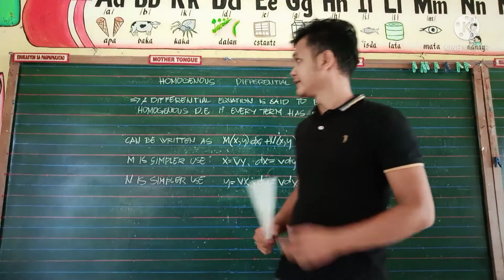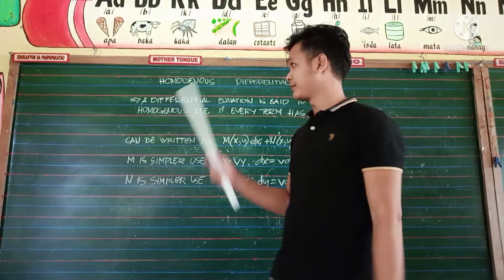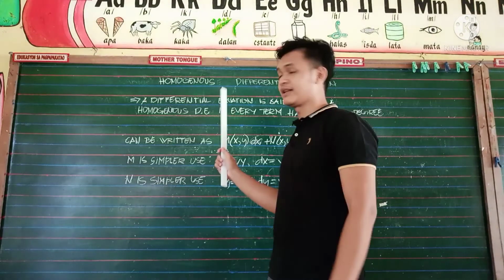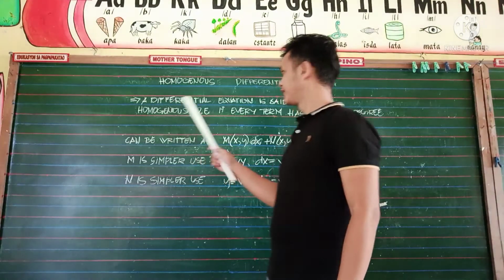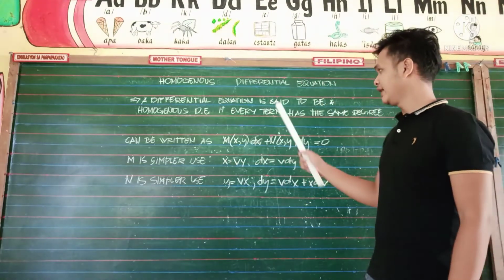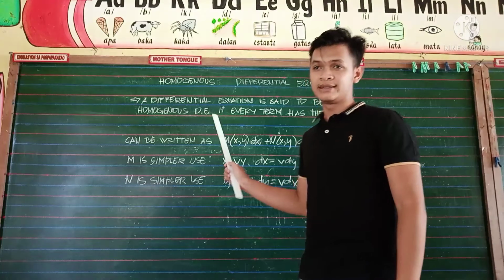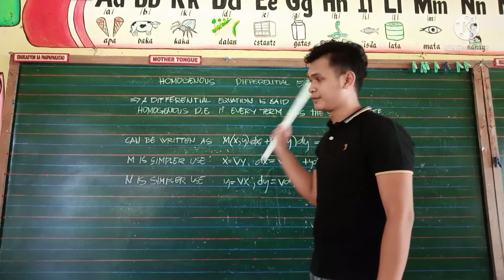So for today, we have the homogeneous differential equation. We have a sample problem for this topic. So first, we define what is a homogeneous differential equation. In simplest terms, a differential equation is said to be a homogeneous differential equation if every term has the same degree. So if the terms x and y have the same certain exponent, it is a homogeneous differential equation.